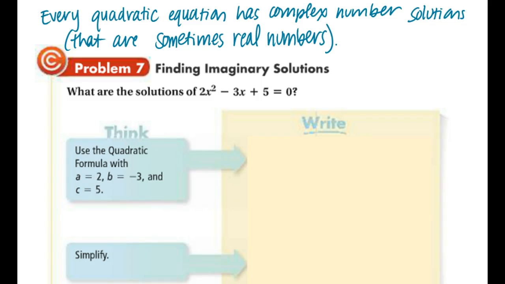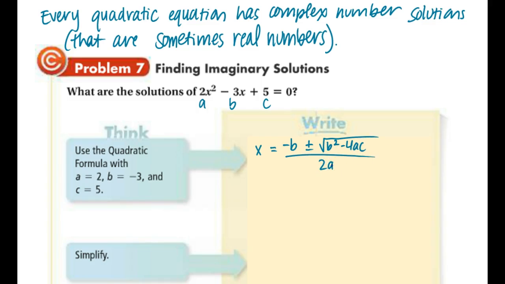We're given the quadratic 2x squared minus 3x plus 5 equals 0. We want to use the quadratic formula to find the solutions. Like always, we identify our a, b, and c values first. So we know that a is 2, b is -3, and c is 5. From there, we're going to be using the quadratic formula. Hopefully you remember this from the previous lesson video. It is x equals -b plus or minus the square root of b squared minus 4ac all over 2a.